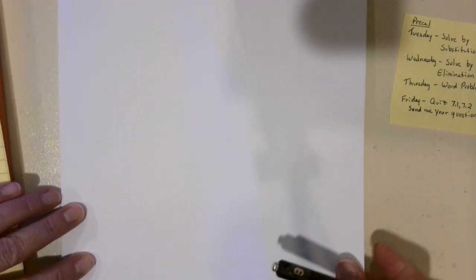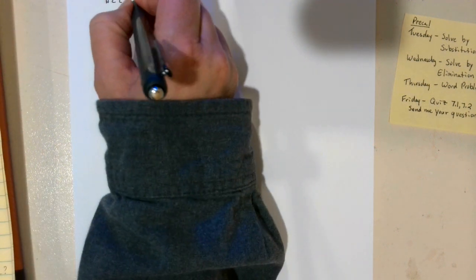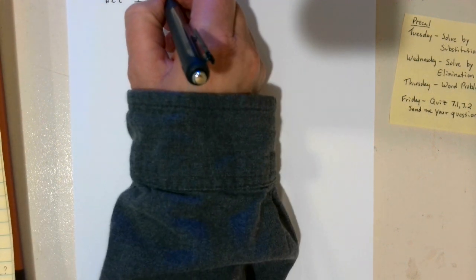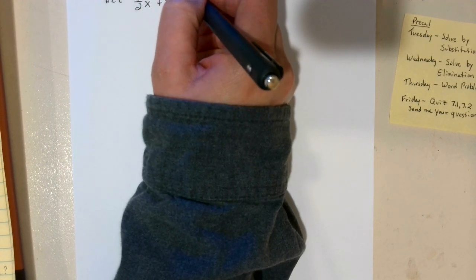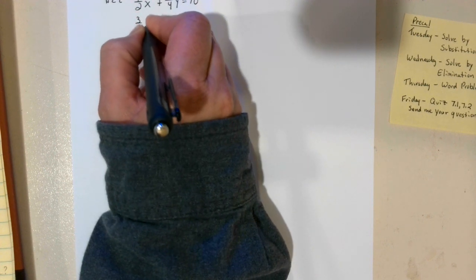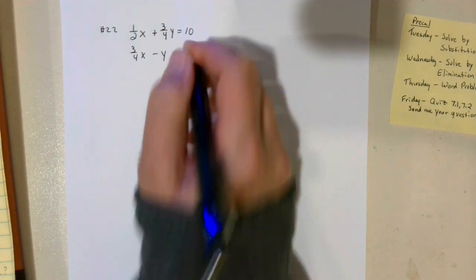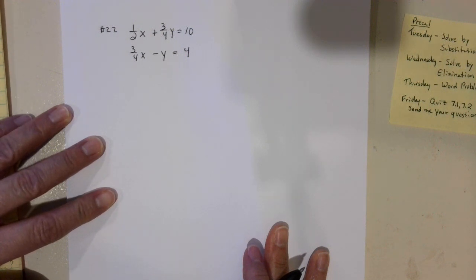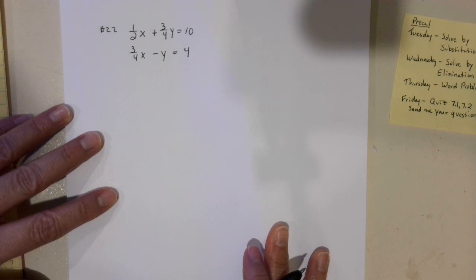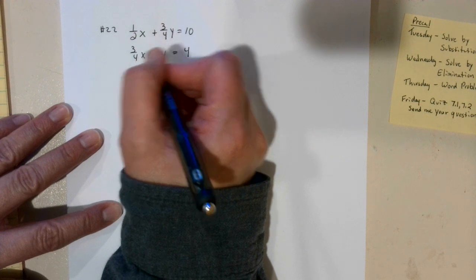Now I would also want to talk about number 22. Number 22, we have a lot of fractions. 1/2 x plus 3/4 y equals 10, and 3/4 x minus y is equal to 4. Now we've talked often in our trig about getting rid of little fractions inside of big fractions. The same method of multiplying by the common denominator can also clean up our equations a little bit.